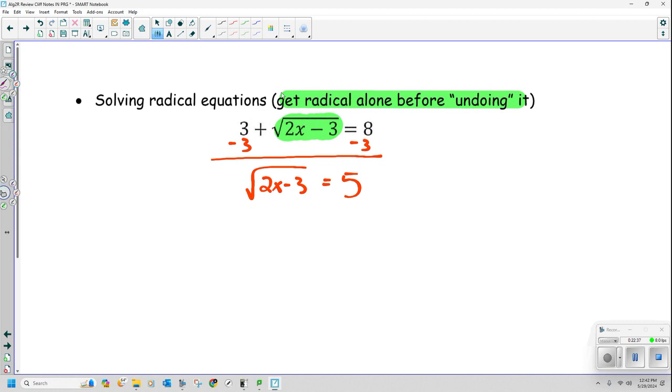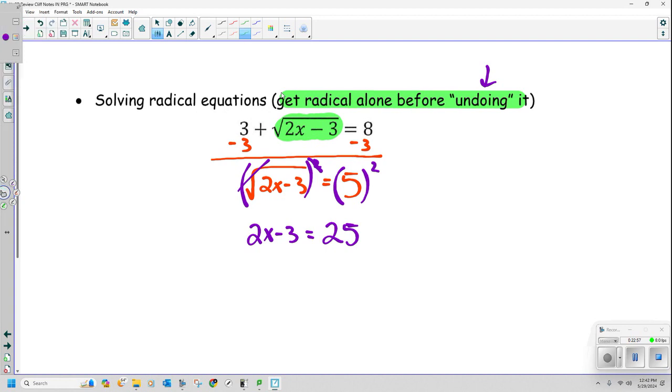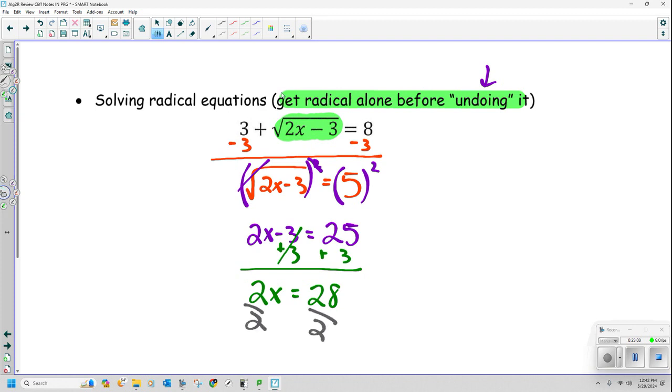Now, to undo a square root, I square it. What I do to one side, I do to the other. This goes bye-bye, and I have 2x minus 3 equals 5 squared, which is 25. 2 steps and we're done. I hate to break it to you, kids. Let's add 3 to both sides. 2x equals 28. And the last step here is we divide by 2. And my x equals 14.